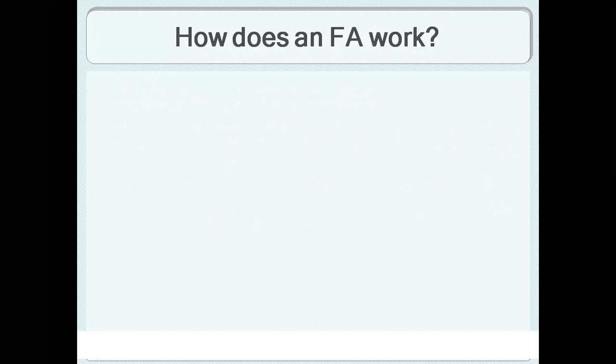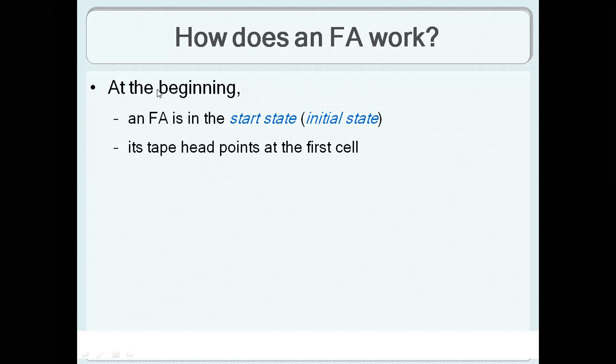Next one, how does a finite automata work? At the beginning, a finite automata is in the start state. The state we take initially at the beginning is called the initial state, also called the starting state. In finite automata we have some types of states: initial state or starting state, acceptance state, non-final state, dead state, trap state, unreachable state, universal state, existence state. These are the different states in the transitions.